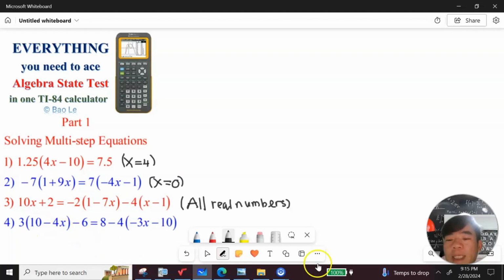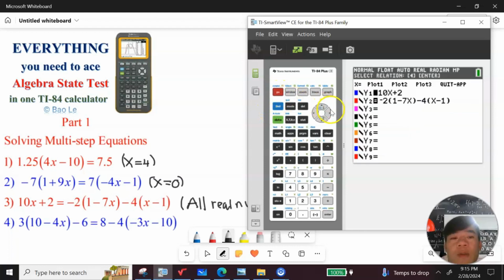Okay, now the last one, number 4. Again, hit Y equals, the top should be 3 times (10 minus 4x) close parenthesis, minus 6. Now the bottom should be, I need to clear this one, 8 minus 4 parenthesis, negative 3x minus 10, close parenthesis. Okay, now I hit graph.